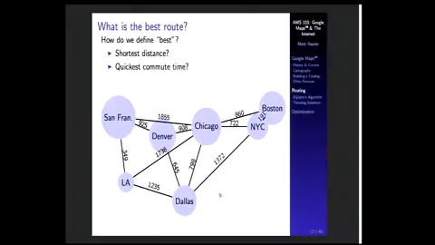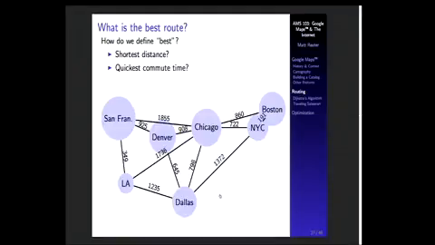If we were thinking about airfare, and suppose that these weights were the actual costs, so it costs, you must be flying Delta, $722 to fly from New York City to Chicago.